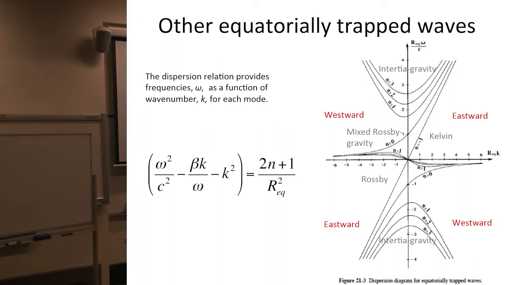And then here you can see the Kelvin wave. You can also derive the Kelvin wave as the solution to this when you make n equal to minus one, but we're not going to go into that because we've already done it.